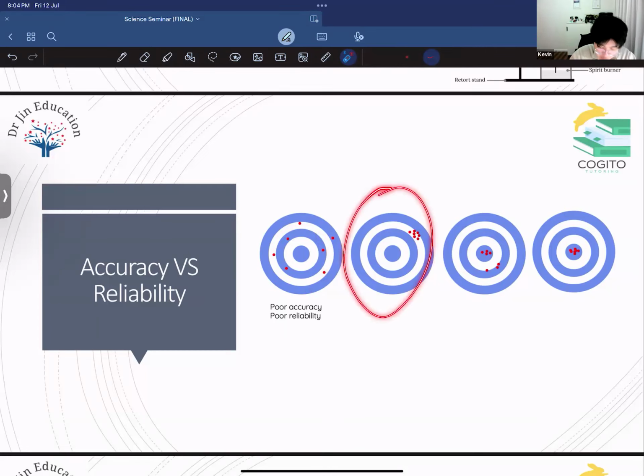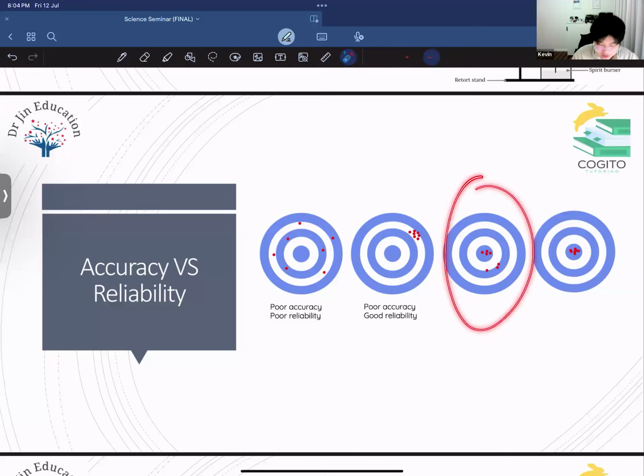Okay, look at this one. What do you think about accuracy? Is it good? Is it accurate? Is it hitting the bullseye? Nope. But is it reliable? Oh yeah, you're reliably getting it wrong, right? So this one is poor accuracy, but good reliability, right?